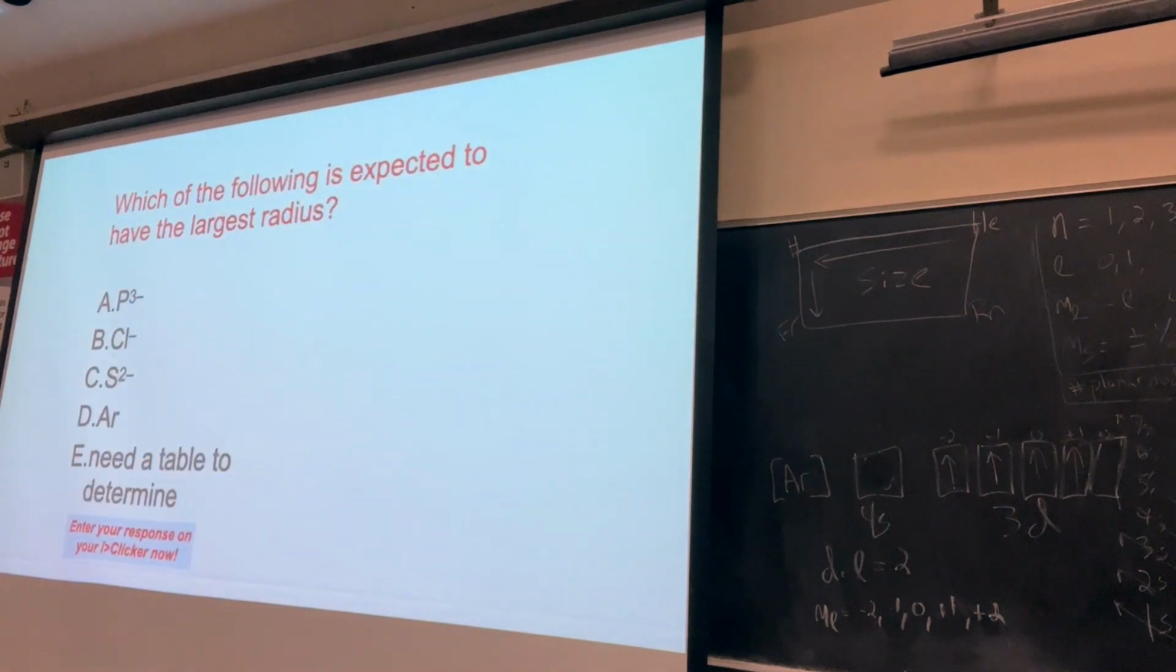Okay. This one is all about ions, all right? And again, largest radius means largest size. So anything to do with size, most left and down. See if you can figure out which one of those would have the largest radius. And again, left and down.